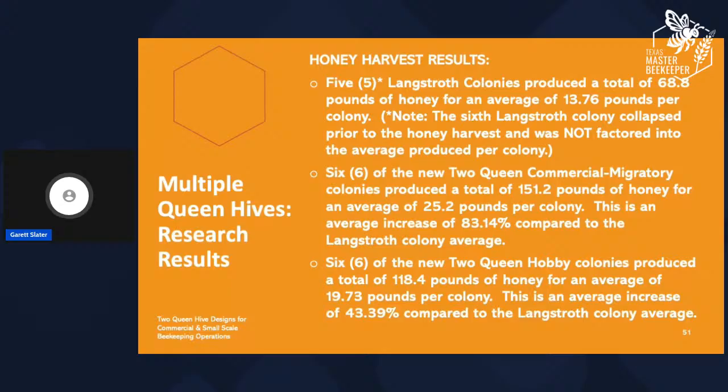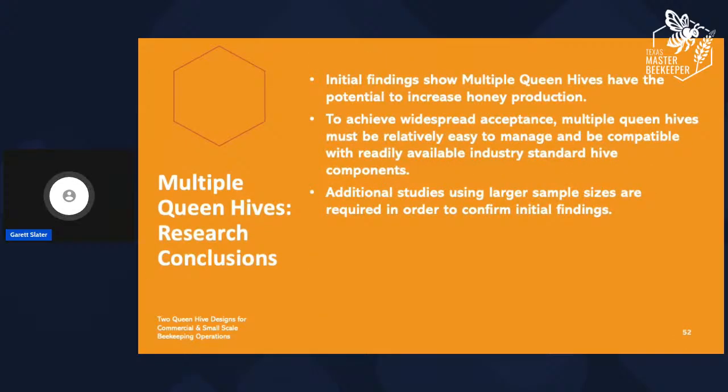So that goes back, I don't know if you recall from Farrar's study, he had predicted the 36 to 54% range of increase in honey production. So that falls very closely within that range. So the conclusions drawn from the research: my initial findings do show multiple queen hives have the potential to increase honey production. Now, I realize that in order to gain widespread acceptance in the industry, there are a number of hurdles, but I think it's worth pursuing.